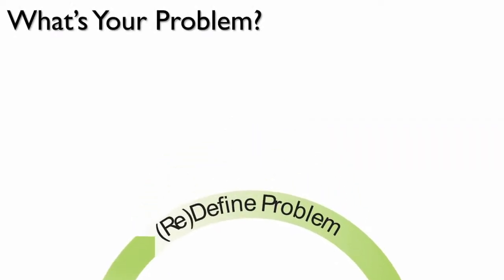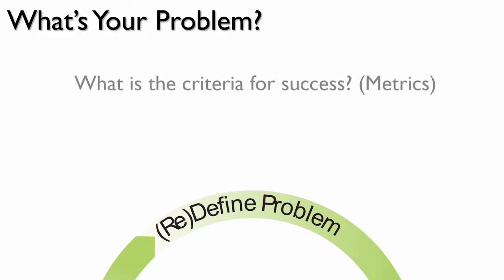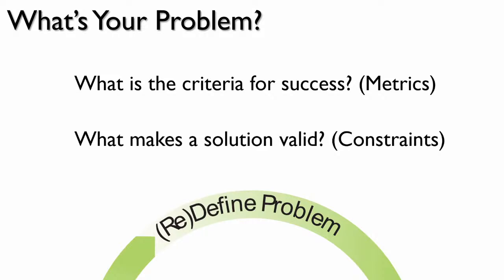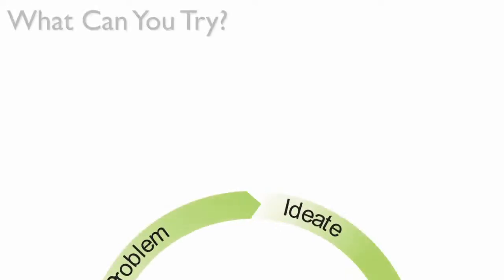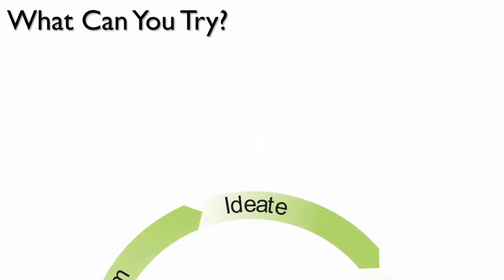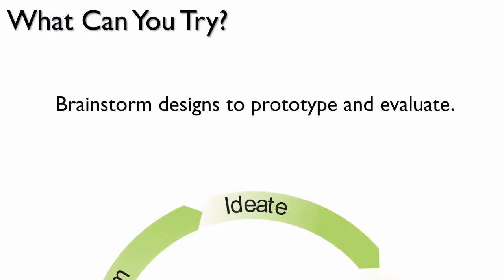Here I've laid out a common breakdown of the cycle: definition, ideation, implementation, and evaluation. When you're designing, you usually start out figuring out what your problem actually is, what you're trying to solve. At this stage, you might try to figure out what your criteria or metrics for success are, and what your constraints are, what makes a solution valid. Next, you need to have an idea. What kind of things can you try? So here's where you brainstorm designs to prototype and evaluate.